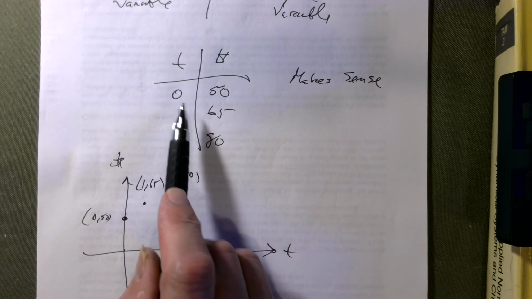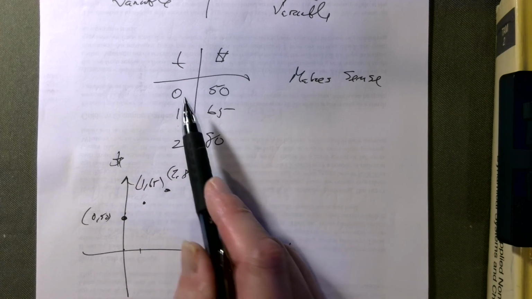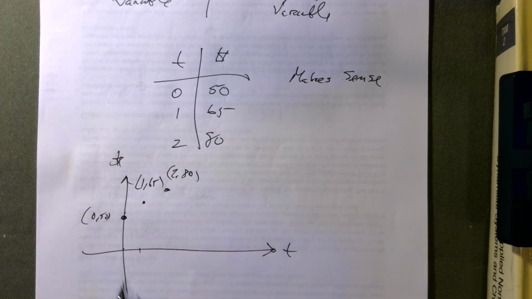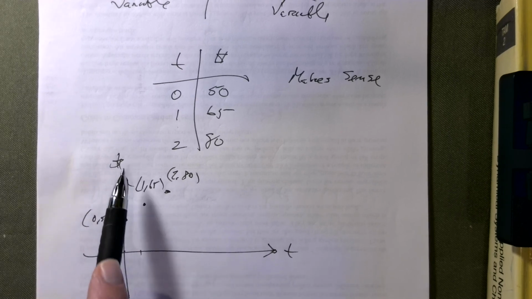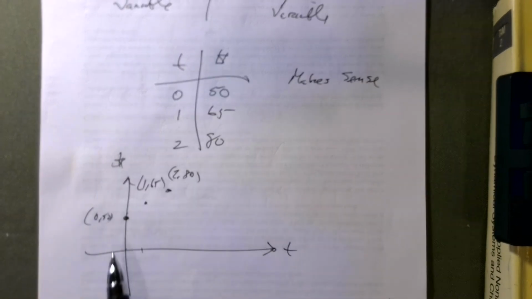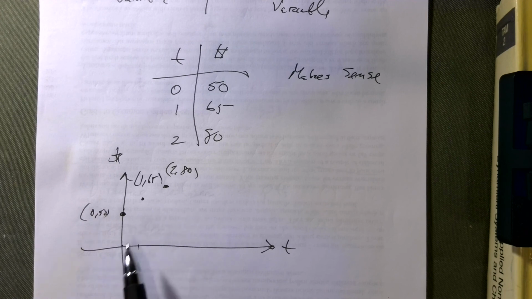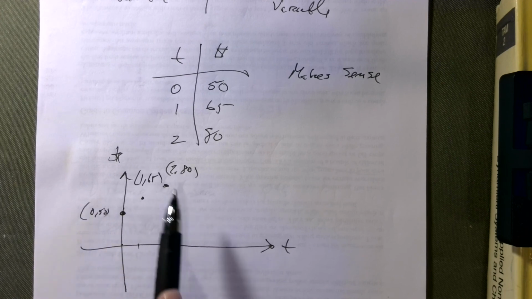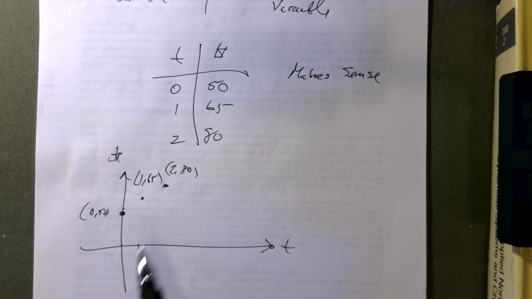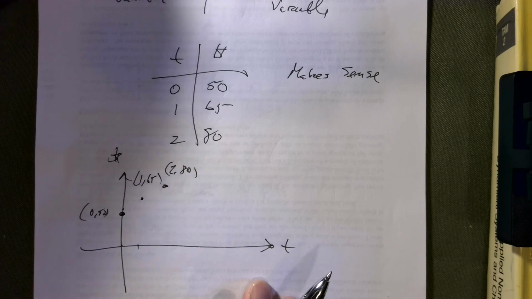So if you work 0 hours, you make 50. If you work 1 hour, you make 65, etc. So we have a pair of numbers. So what we do is we put the time axis here, your x-axis, and your y-axis is the amount of money. So 0, 50 just means don't go left or right, go up 50 units. Now obviously this is not to scale. Work 1 hour, you get 65, 2 hours, you get 80, etc. And so you could put all this information together.